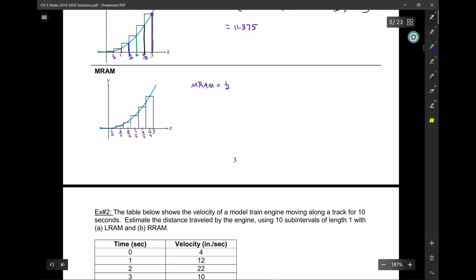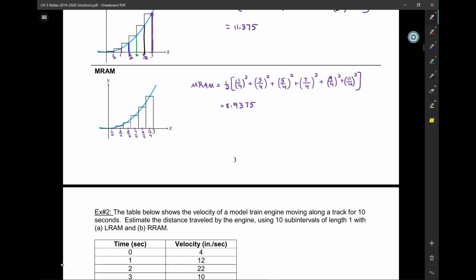So 1/2 times 1/4 squared plus 3/4 squared, 5/4 squared, 7/4 squared, 9/4 squared, and then this one. We put it in our calculator and we get 8.9375. And as expected, that's between the two.